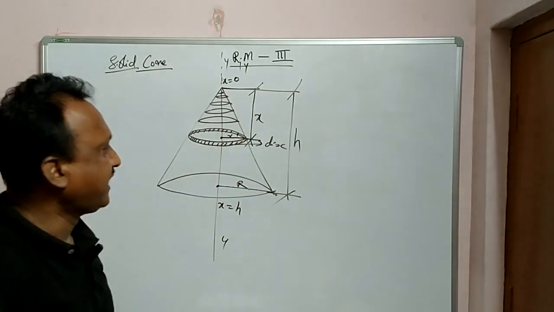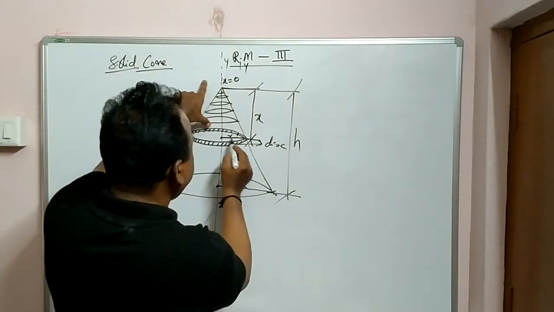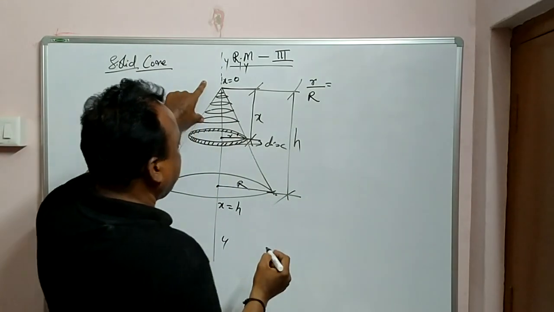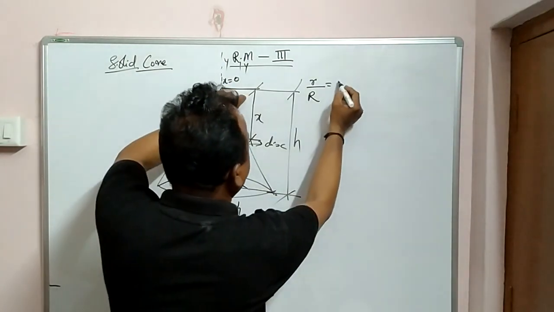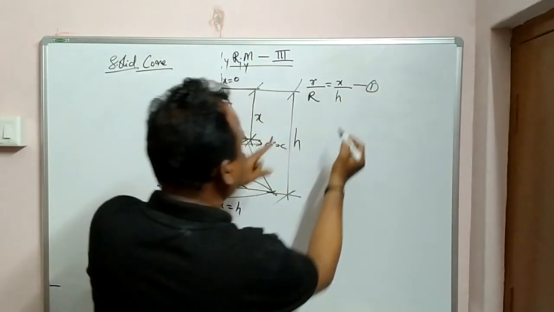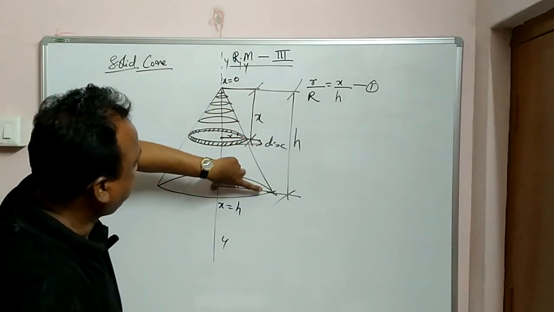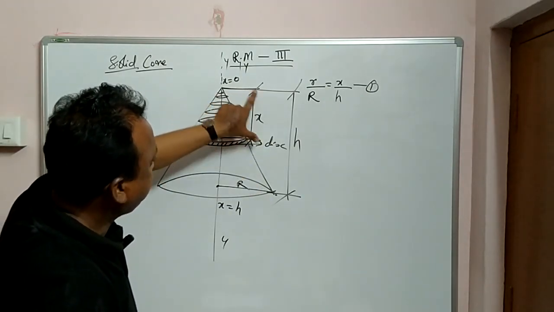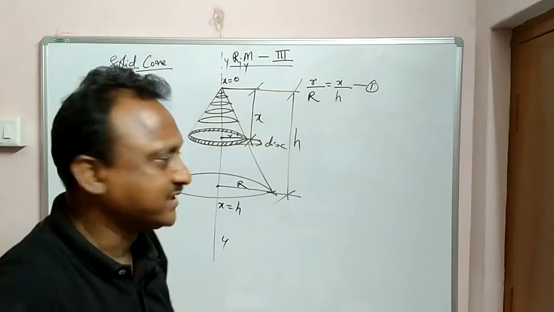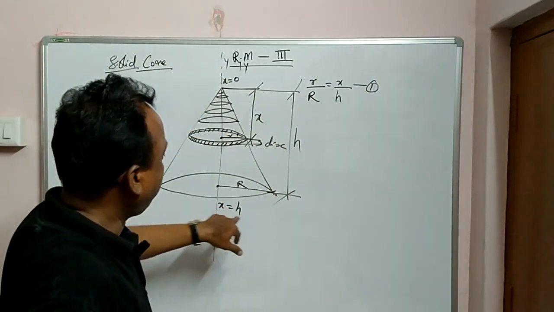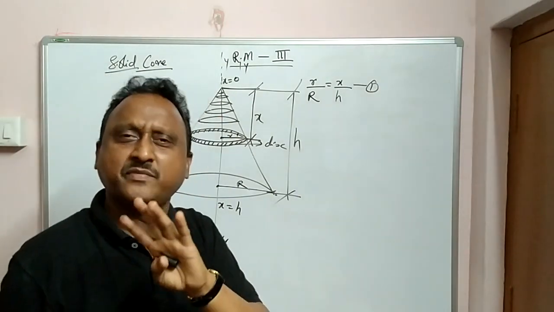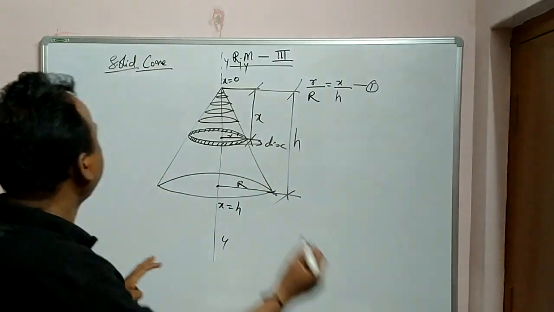By doing some mathematical relation, you can derive this. What is the mathematical relation? Small r by capital R is equal to small x by capital H. So you can use these relations here. Using these relations and the small elemental disc, and by integrating within the limits from 0 to h, you can get this. But as I just told you, the derivation is not given in the examination, you can just remember the formula.